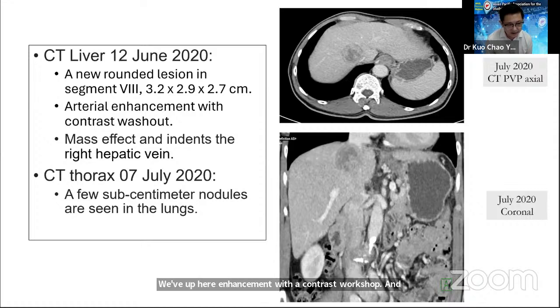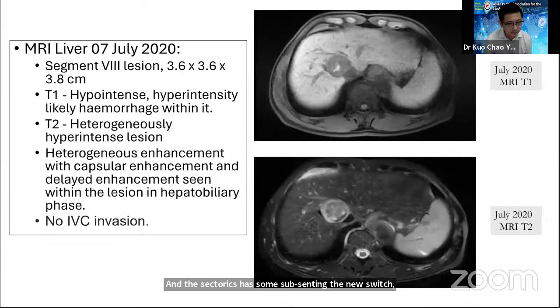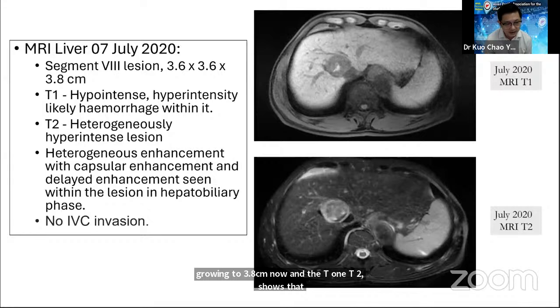There's a mass effect and indentation of the right hepatic vein. The CT thorax has some sub-centimeter nodules, which on the subsequent scan were found to be quite stable and not significant. So we proceeded to further characterize it using MRI. It was noted that the tumor had grown to 3.8 centimeters. The T1 and T2 show a heterogeneous lesion with heterogeneous enhancement, with capsular enhancement and delayed enhancement seen within the lesion.